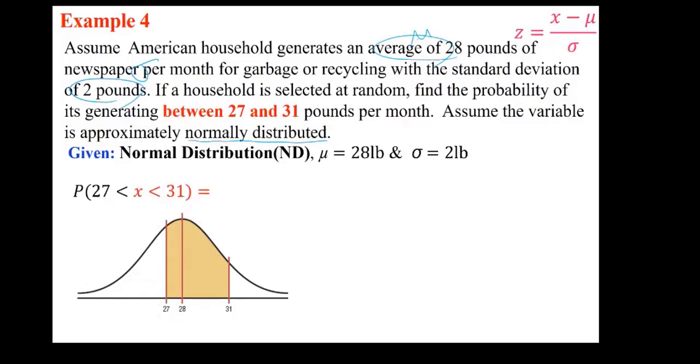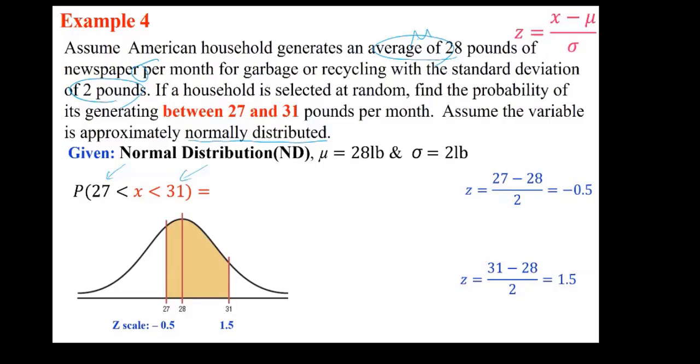So all we have to do now is go to the Z score, everybody. Go to the Z score. And to do that, remember Z is what? X minus mu over sigma. So you have to use Z equals X minus mu over sigma. You know mu, you know sigma, and plug in number 27, plug in number 31, and calculate the Z scores for both of them. The values are negative 0.5 and positive 0.5.